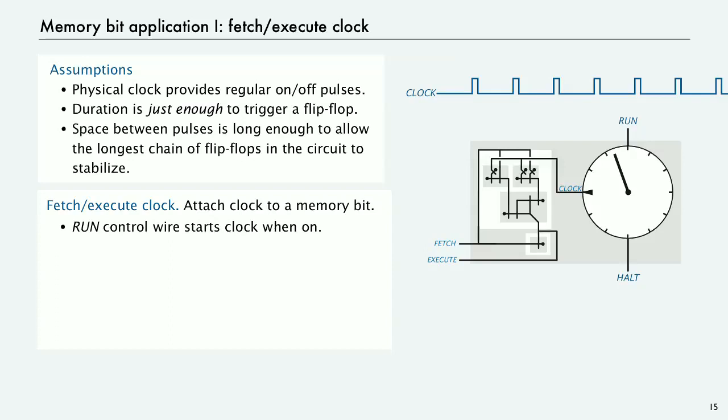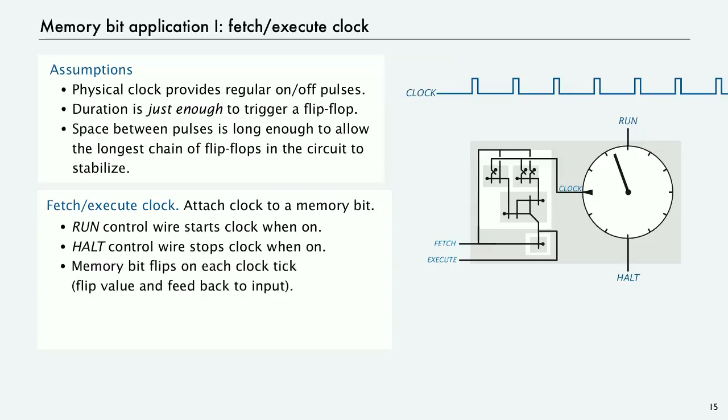And the clock itself in the physical world has a run control wire that starts the clock. So when you press the run button on the front of the computer, that turns on the clock, it starts spinning around and makes these clock pulses. There's also a halt control wire that stops it. So now we get the run to start and a halt when it stops.